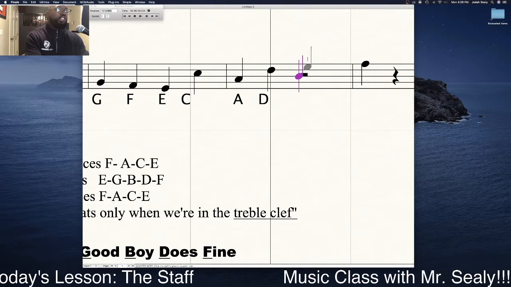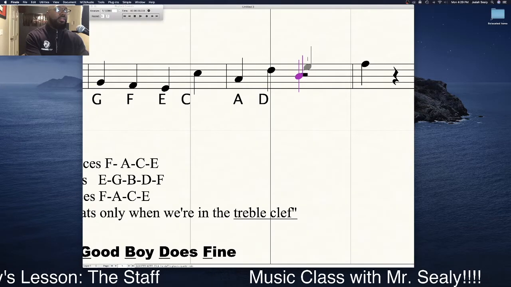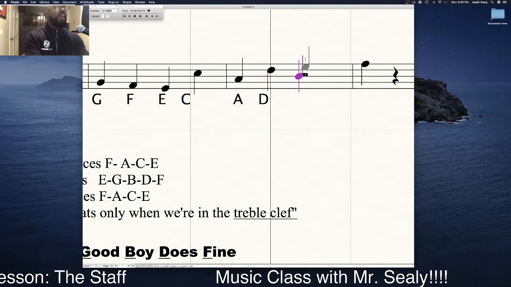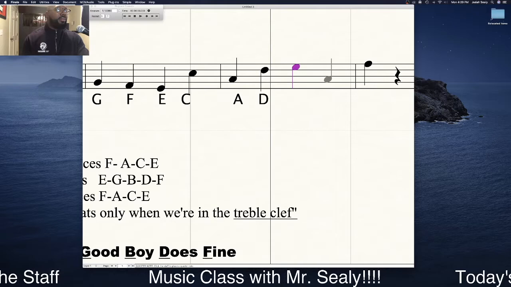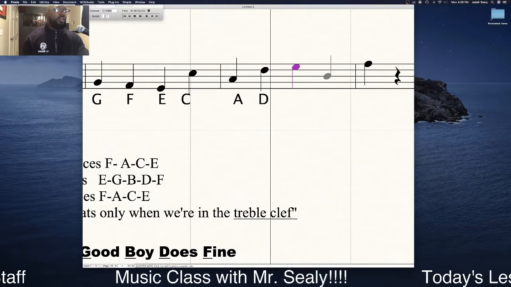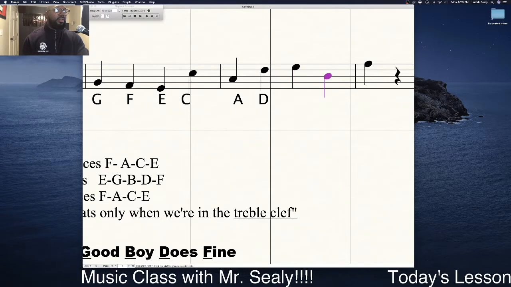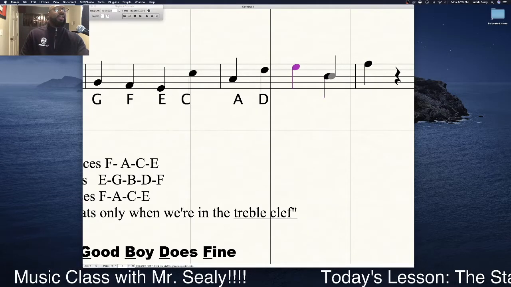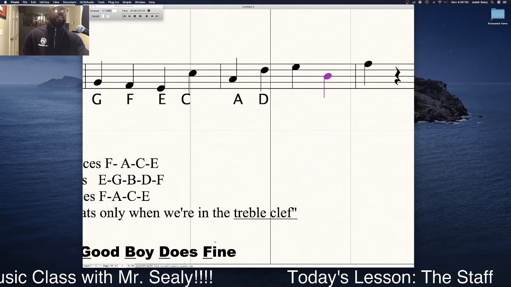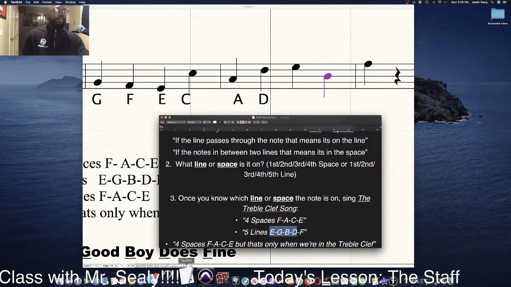I'm going to try and trick you, so don't get tricked. All right. Put a note up here. And I'm going to put another note right here. So I want you to tell me what this one is, and then tell me what this one is. And I'm going to put the instructions right here.